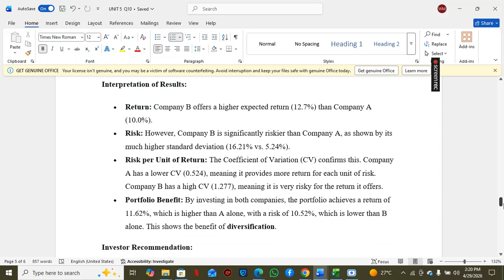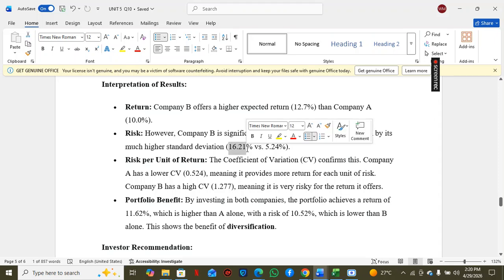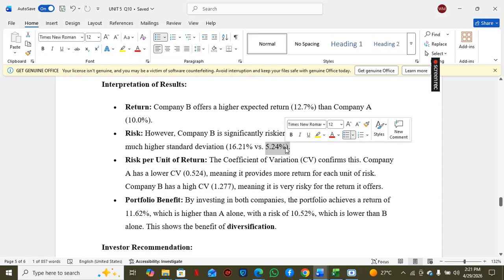So here's the interpretation of the results. Company B offers a higher expected return than company A. We saw company B, the expected return is 12.7%. A is 10%. However, company B is riskier than company A. Why? Because the standard deviation was 16% for company B. Company A, the standard deviation was 5%. Remember, standard deviation is just measuring the risk, the risk that your return is going to be different from the average or expected return.